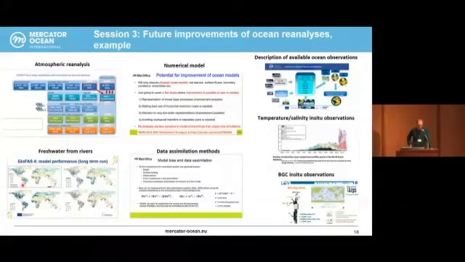And last but not least, we have different talks concerning the description of the observations available and what will be done in the future for in situ temperature and salinity, from Team Boyer and BGC programs.